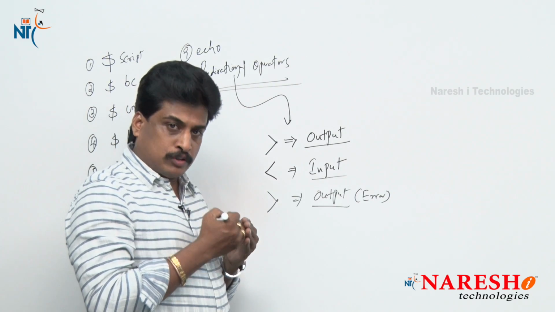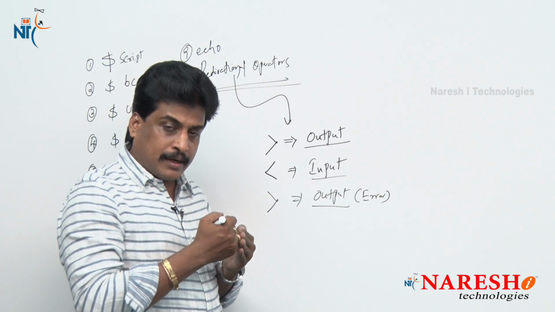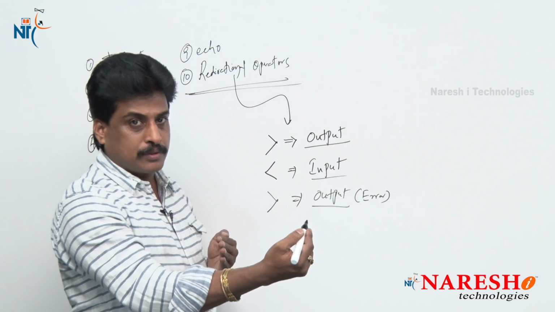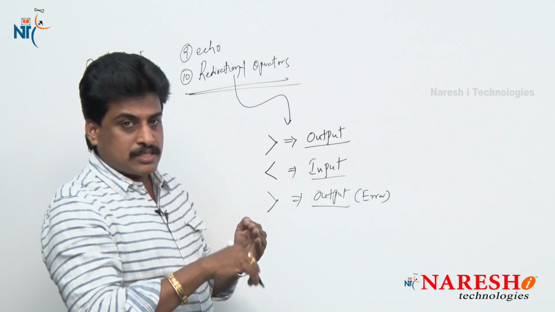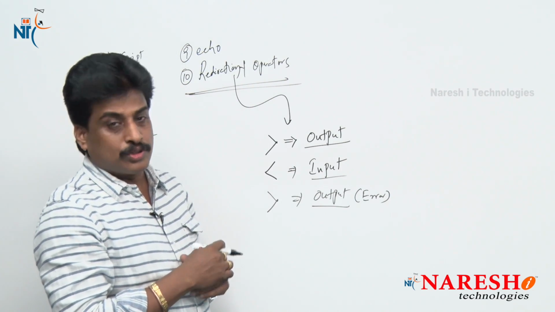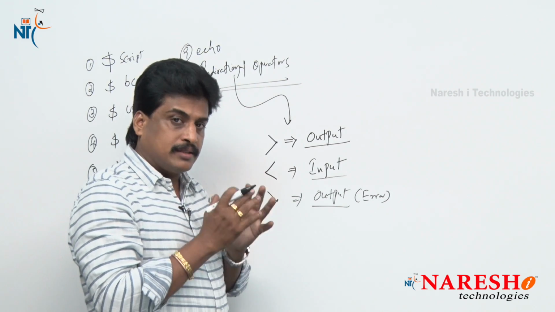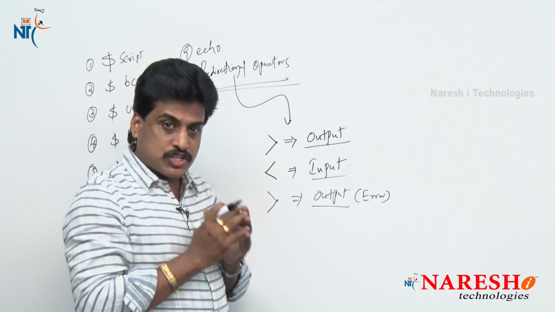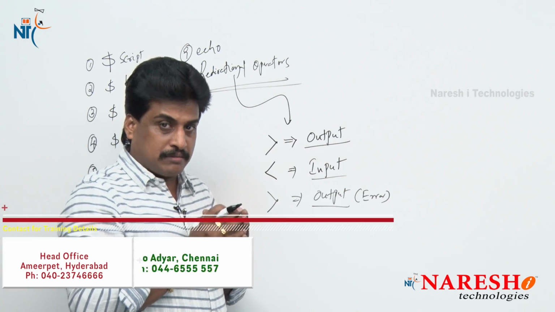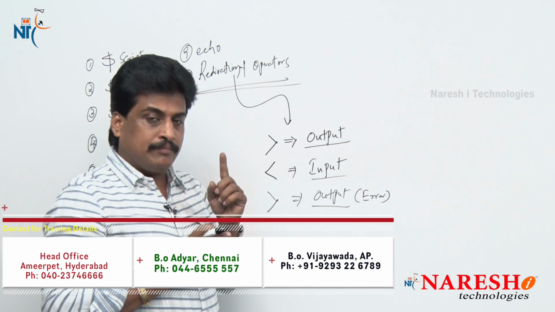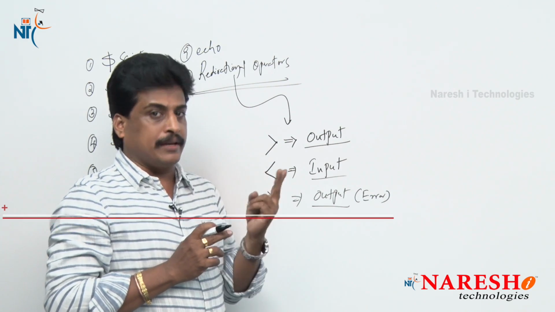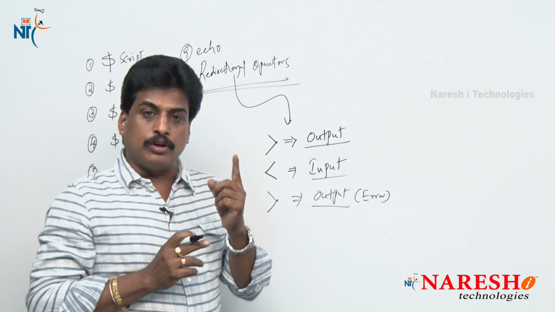One command's output we can redirect to another command's input. Another command's input again we can redirect to some other command's output. So this is exactly the meaning of redirection. Redirection is nothing but this single redirection, meaning at a time we are unable to send to 2 areas. At a time we can send to only 1 area.